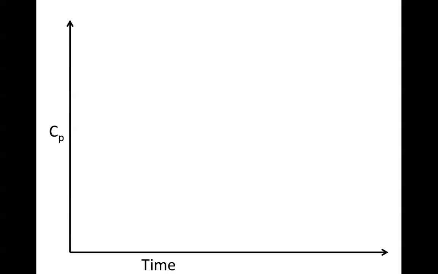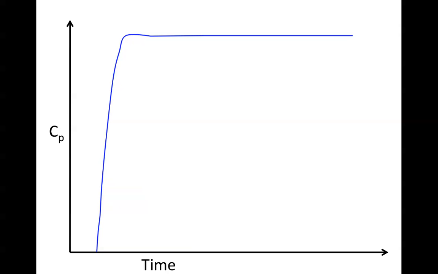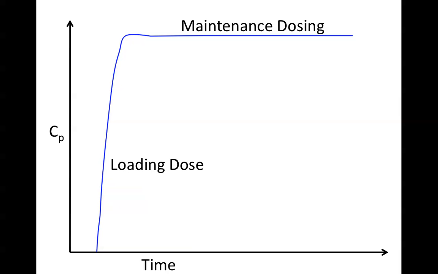But the best way to do it would be to give a loading dose and then a maintenance dose, because that would give you immediately up to the desired plasma concentration, and it would keep you on that plasma concentration.